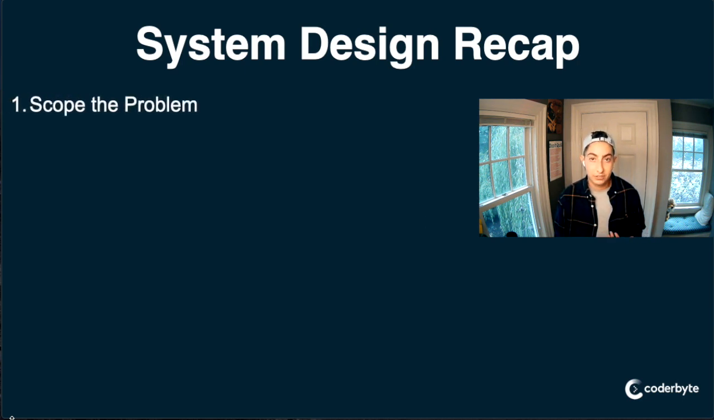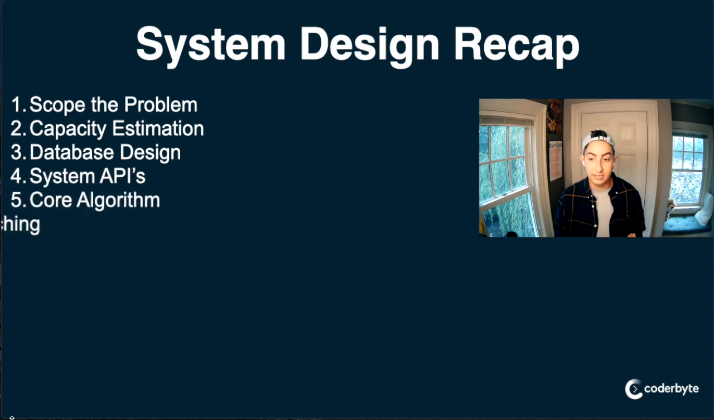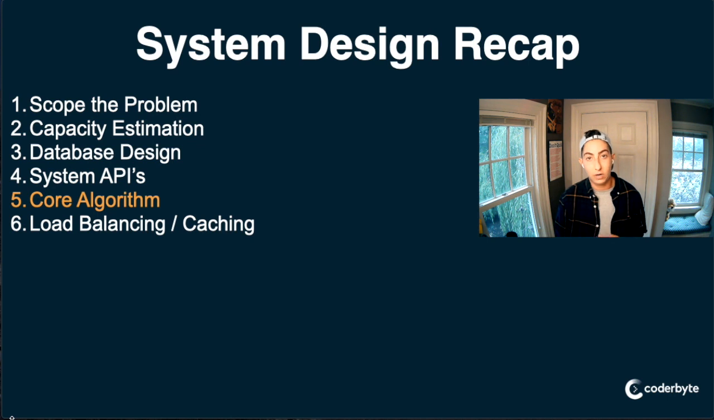The first thing will be to scope the problem. The second thing will be capacity estimation. The third thing, and again, a few of these steps you can do in different orders, but there's the database design, the system APIs, the core algorithm, and finally, load balancing and caching. So last week we talked a lot about database design. Today we're going to talk a lot about core algorithms. So what core algorithms are we going to talk about? Because of course, in a system, there are often many core algorithms.